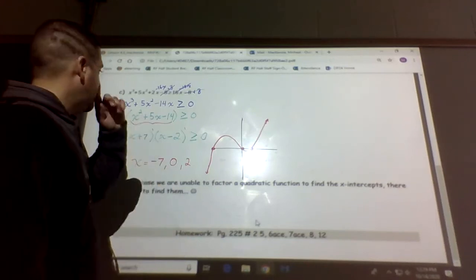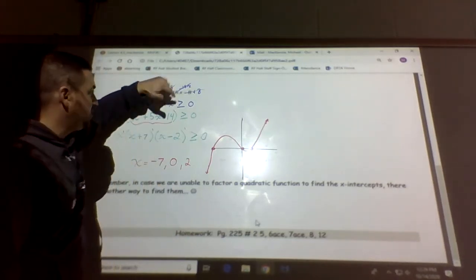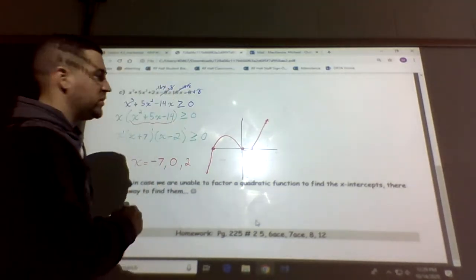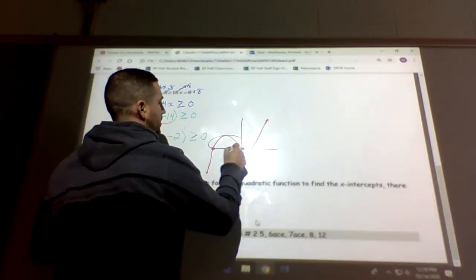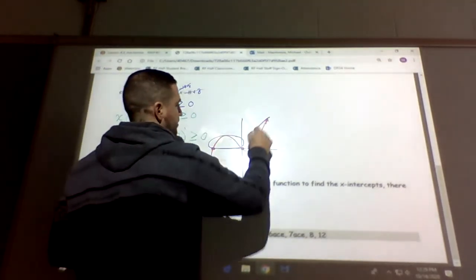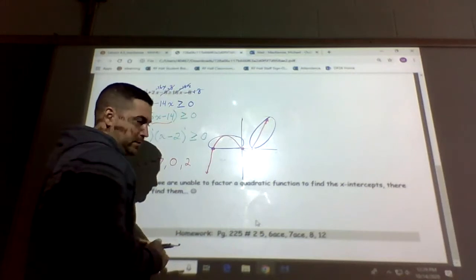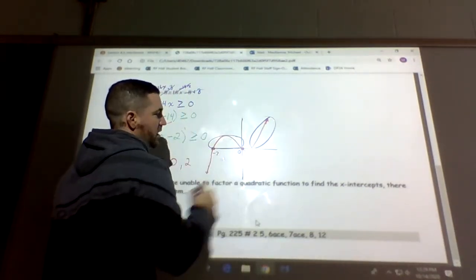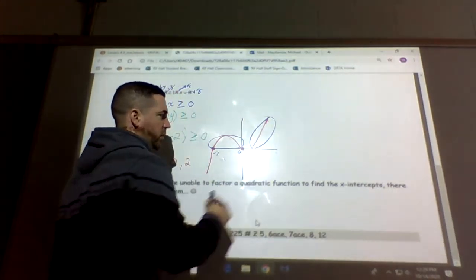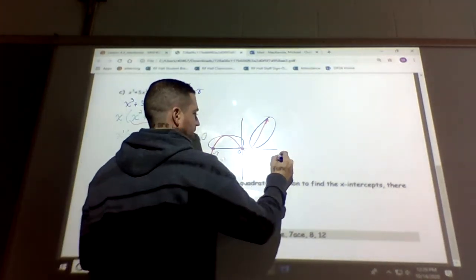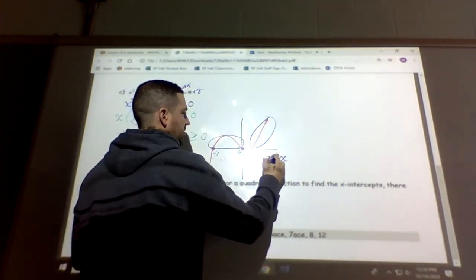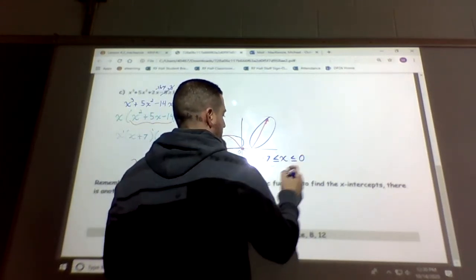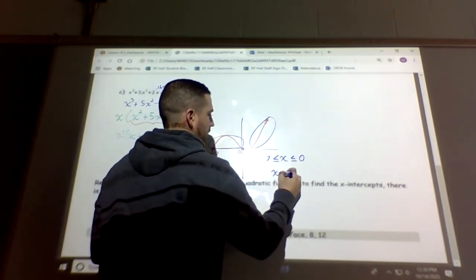So the question asks, what values of x will give me an answer greater than or equal to 0? So we have this part that's greater than 0, and this part that is greater than 0. So that is from -7 to 0, and then from 2 onwards. So x is greater than or equal to -7, but less than or equal to 0, and x is also greater than or equal to 2.